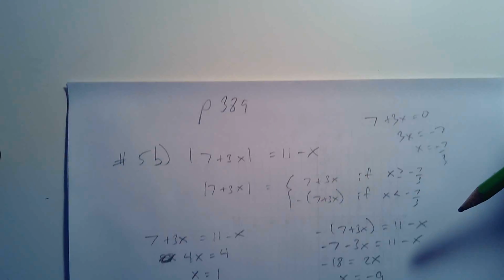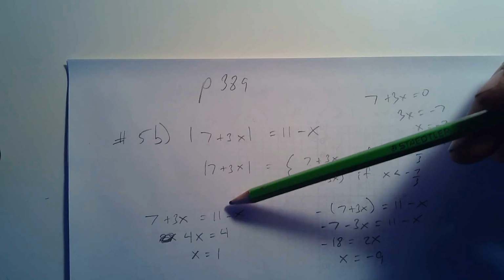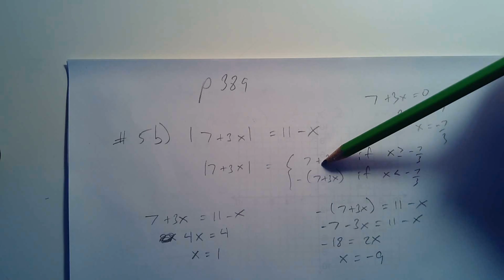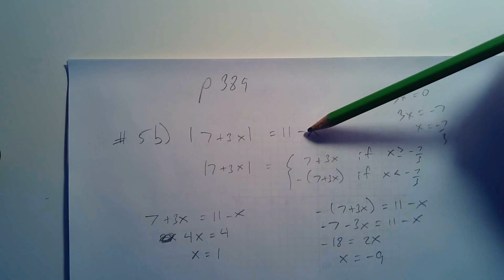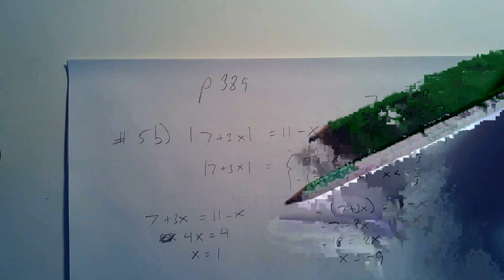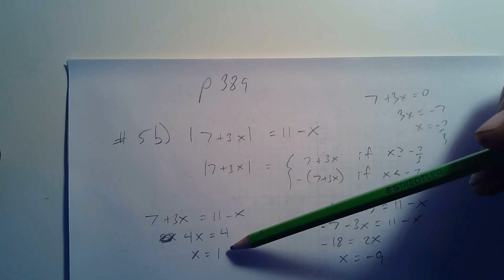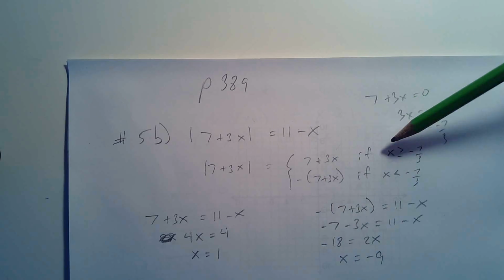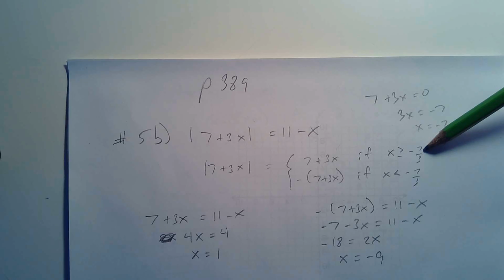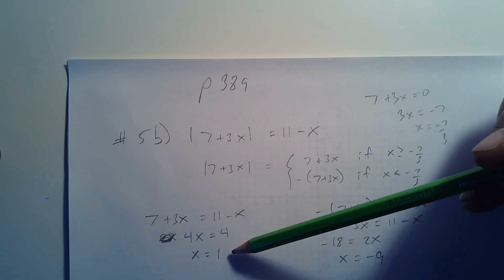Okay, and so here's the first one. Okay, so 7 plus 3x, and now we can include the second part here, 11 minus x, and then you solve for that, x equals 1. Okay, so you look at this, is 1 greater than or equal to negative 7 over 3? It is, so that works.